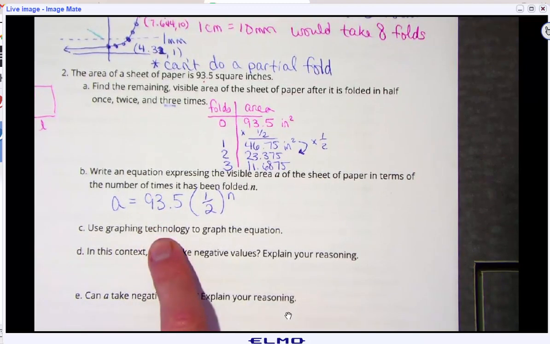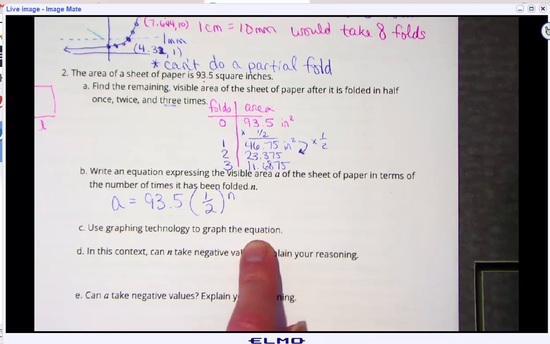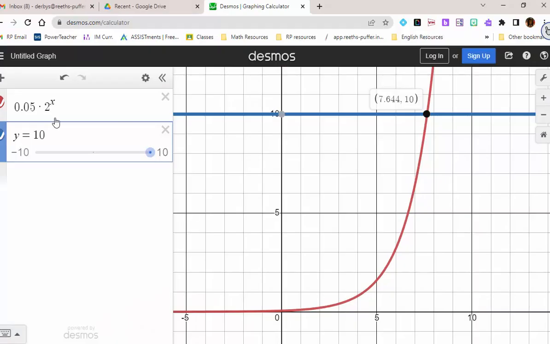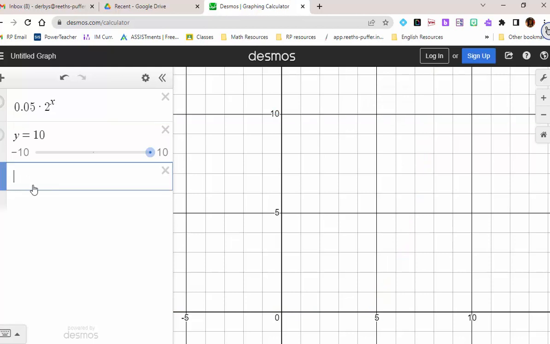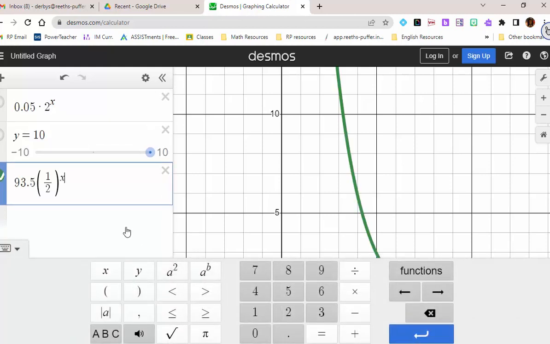So it asks us to use graphing technology to graph this equation. Let's go back to our Desmos screen. I'm going to turn off that one, and I'm going to write our new equation, 93.5. Sorry, forgot that. In parentheses, I've got 1/2, 1 divided by 2. And we're going to raise it up to the x power.